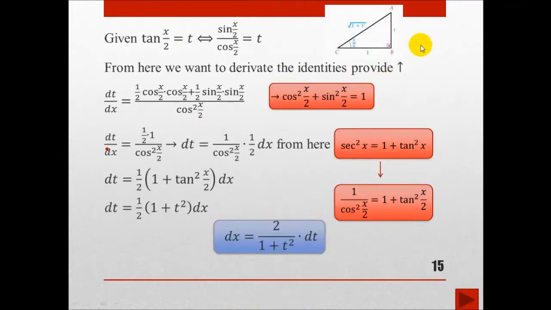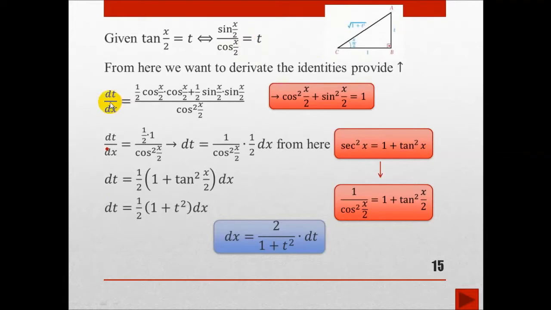Let's see here, we have A, B, and C. It is about the triangle. We know that if we have tangent x over 2, it is equal to t. So this side is t and this side is 1. Of course, the hypotenuse is square root of 1 plus t squared because we can use the Pythagoras theorem. We know that tangent is sine over cosine, right? So it is equal to t.